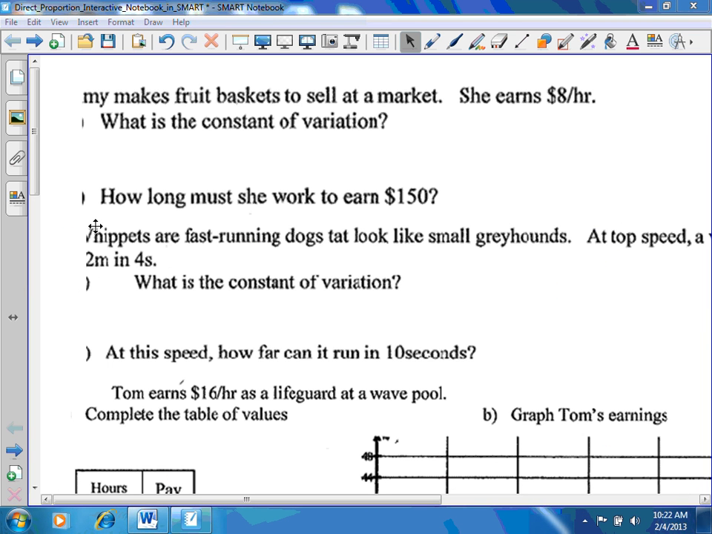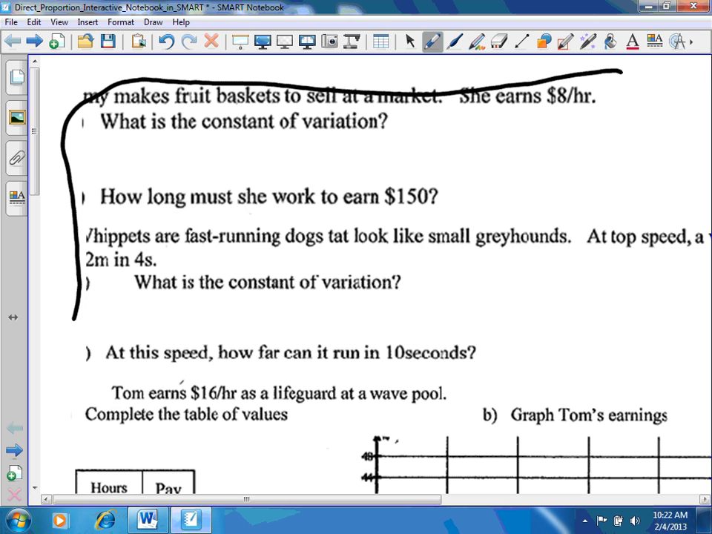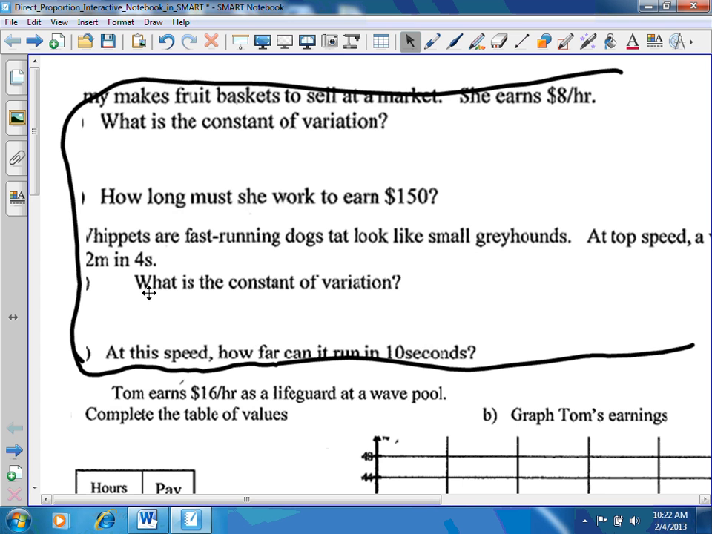The next problem that you need to cut out comes from up here at the top where it says Amy makes fruit baskets to sell at a market. I want you to cut out from here all the way down to right here. So you're going to also cut out the problem that's underneath it. So cut out all the way from Amy makes fruit baskets down to at this speed, how far can it run in 10 seconds? So cut that whole chunk out.